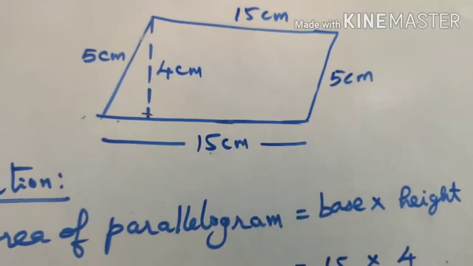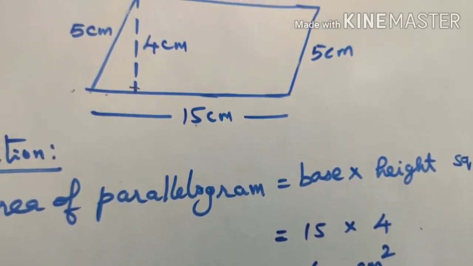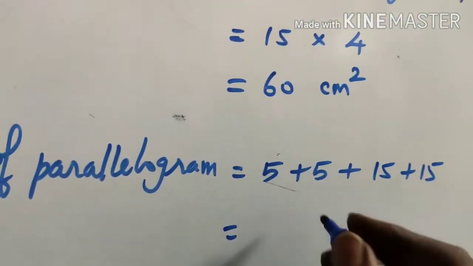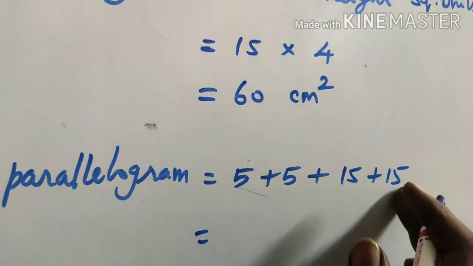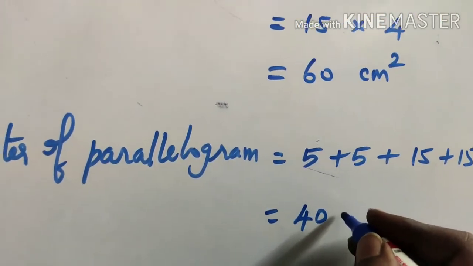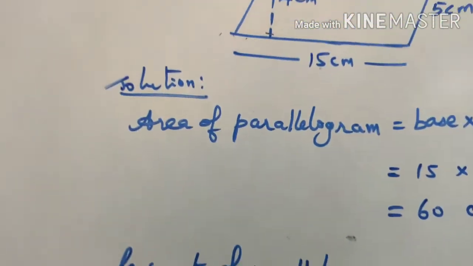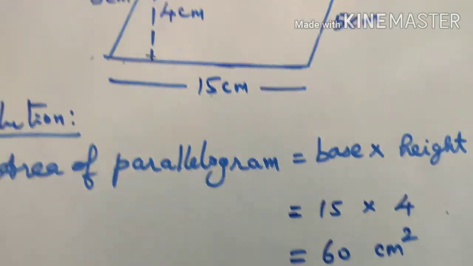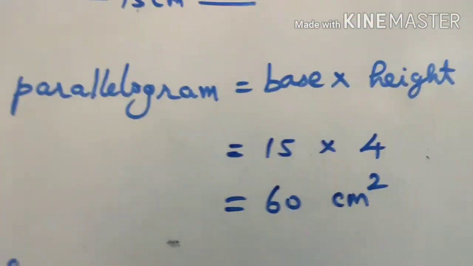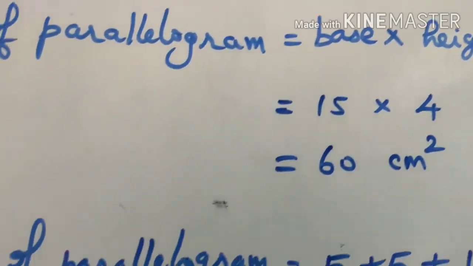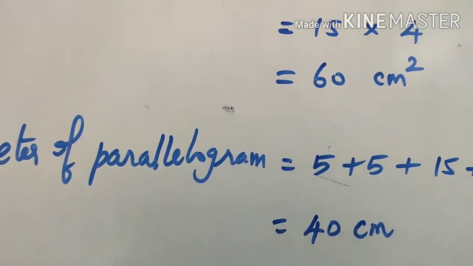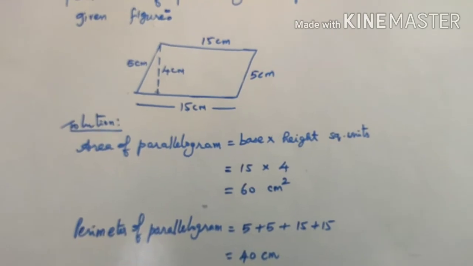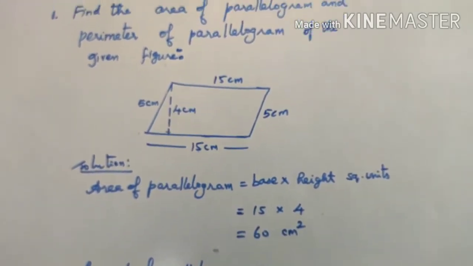Okay, so see here, 5 plus 5 plus 15 plus 15 equal to 10, 30, 30 plus 10, 40. 40, and the unit is centimeter. For perimeter you have to put only centimeter. For area only you have to put square units, that is centimeter square. If here you have meter, you have to put meter square. Okay, clear? So for perimeter don't put square. Okay, so this is the method to find area of parallelogram and perimeter of parallelogram using a given diagram.